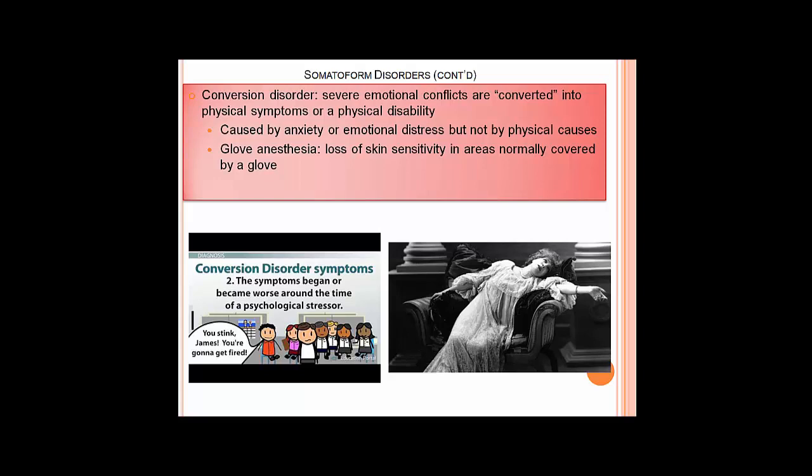Now this is where Sigmund Freud started. Actually, he became interested in what they called hysteria, a conversion disorder. This is where you have severe emotional conflicts and they're converted to some physical symptom or some physical disability. These are caused by anxiety and emotional distress, but not physical causes. They're not bona fide paralysis, for example. There used to be something called glove anesthesia, where there's a loss of skin sensitivity in areas normally covered by a glove.